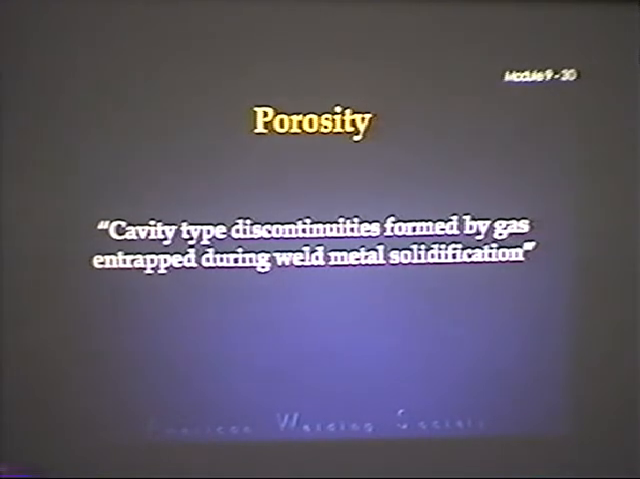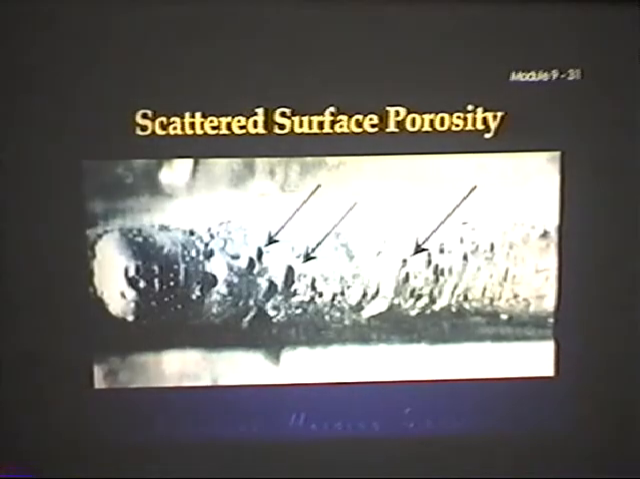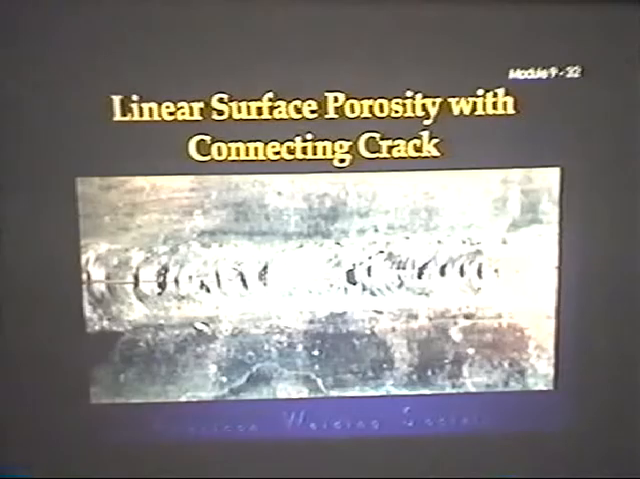Before I go on to porosity, just a little bit about slag inclusions. Okay, let's go to porosity on page 215. Porosity, a cavity-type discontinuity formed by gas entrapped during the weld metal solidification. Here's scattered porosity. You can see all those little bubbles. And this is exposed to the surface. Some welding codes will allow no porosity at all exposed to the surface, depending on which code you're working to. Some allow a little bit.